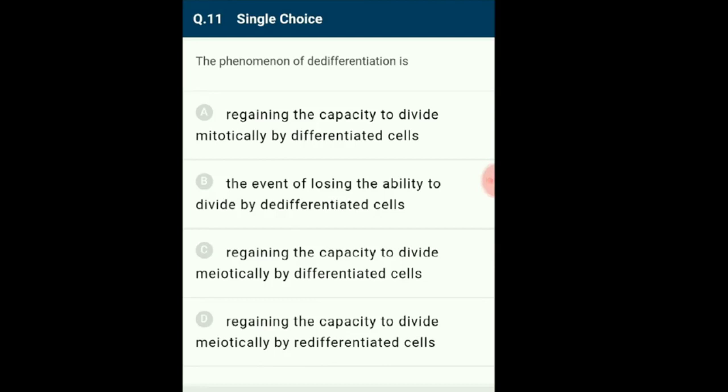It occurs during secondary growth when permanent cells like parenchyma regain the power of division to form vascular cambium and cork cambium. Differentiation is the event of losing the ability to divide by differentiated cells. So the answer for this question is option A, regaining the capacity to divide mitotically by differentiated cells.